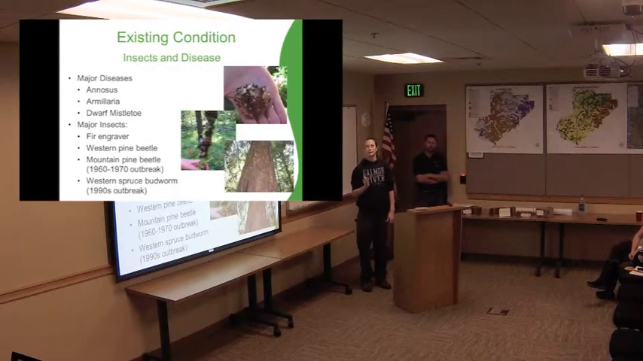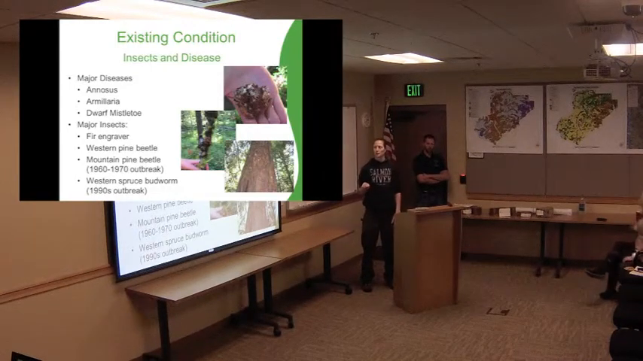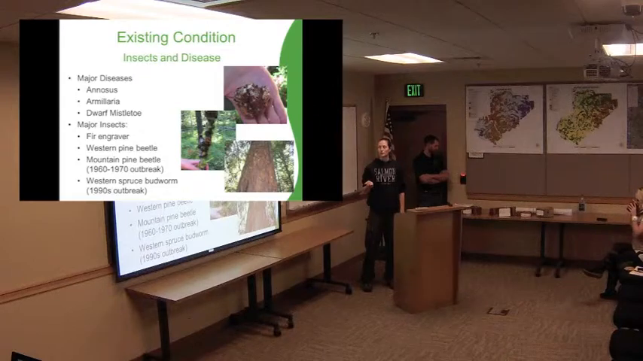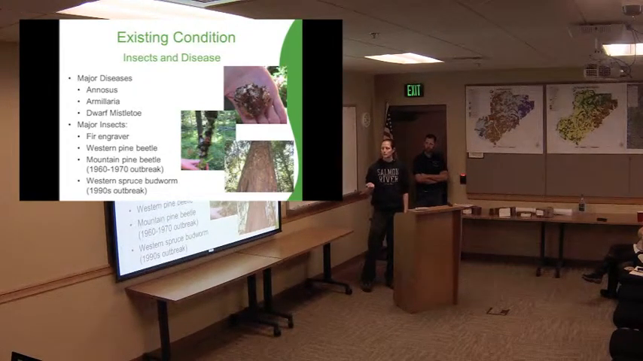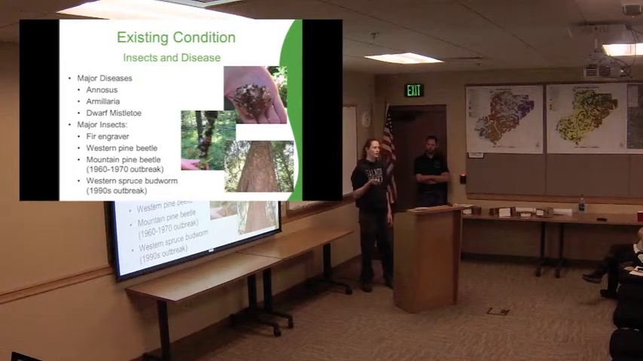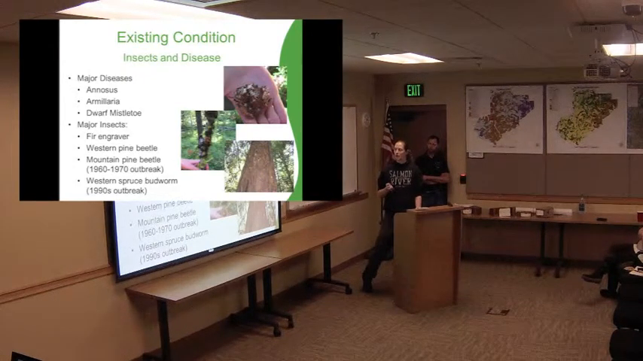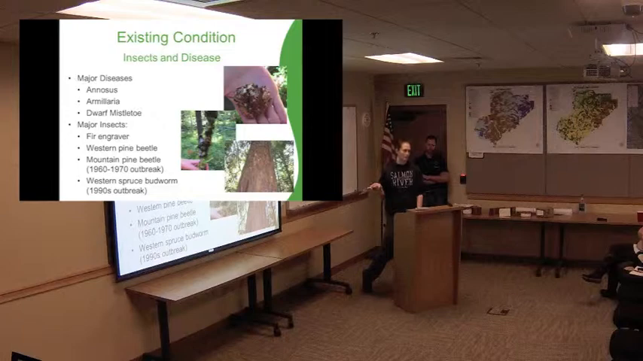There are quite a few insects and diseases found in the Big Mosquito Project. The major diseases include annosus and armillaria, which are root rots, and then dwarf mistletoe. There is a lot of past insect activity in this area, however, there are no outbreak levels of any insects right now. Fir engraver is pretty evident, along with western pine beetle, mountain pine beetle, and spruce budworm. There was a mountain pine beetle outbreak in the 60s and 70s in the Big Mosquito Project area, and a western spruce budworm outbreak in the 90s. This really influences the fuels, and there's a lot of down material from these insect outbreaks out there right now.